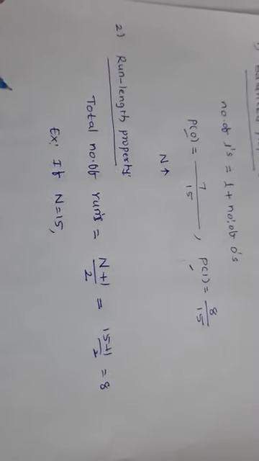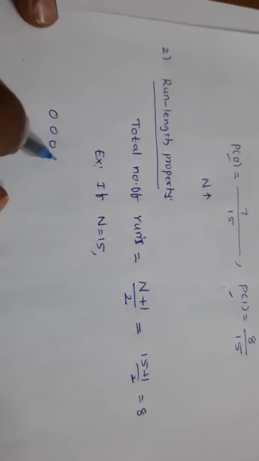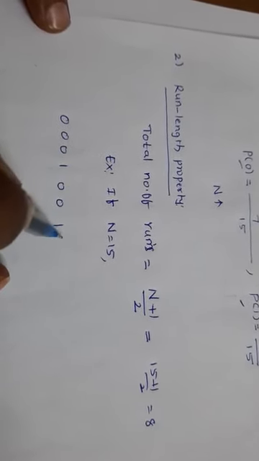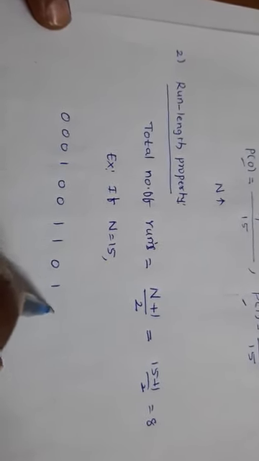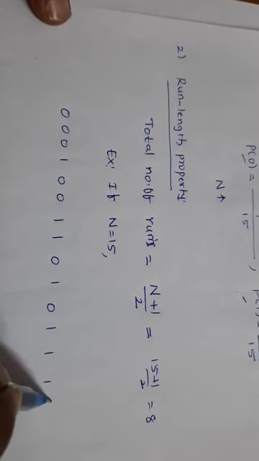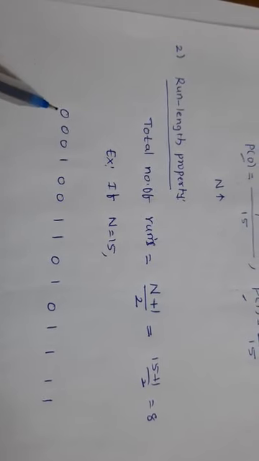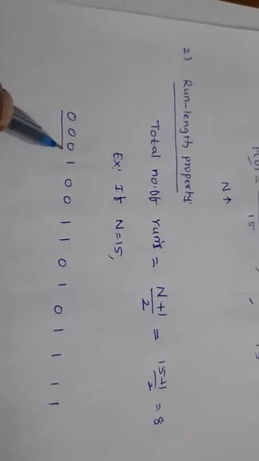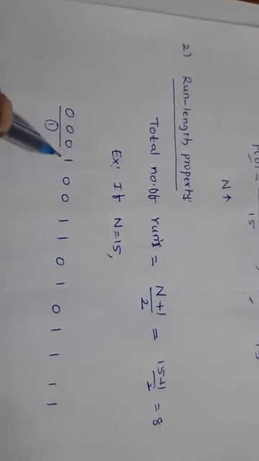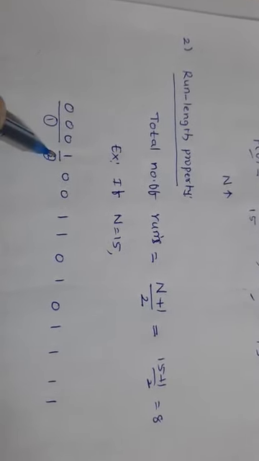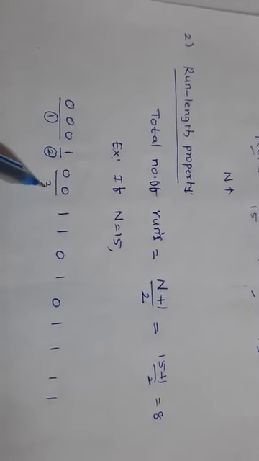If you consider the PN sequence, triple zeros, 1, double 0, double 1, 0, 1, 0, 1, 1, 1, 1. As I'm saying, run means continuous number of ones or continuous number of zeros. So I'm having 3 zeros, this is my first run. I'm having a single one, second run. I'm having 2 zeros, third run.